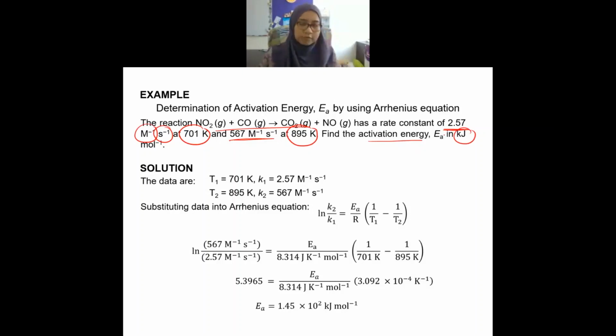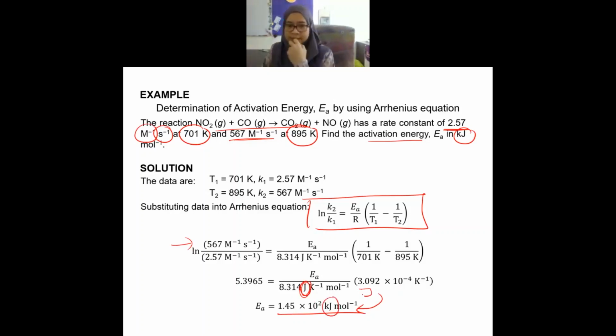So you have two temperatures there. That means the most suitable equation to be used would be the one that has K1, K2, T1, T2. Okay, alright. So I do this one, and then you have to do the substitution and find out the final unit. Okay, make sure that you convert. Okay, you akan dapat in J first, and then baru you convert into kJ. Sebab the unit is in J dulu. Baru you convert into kJ.